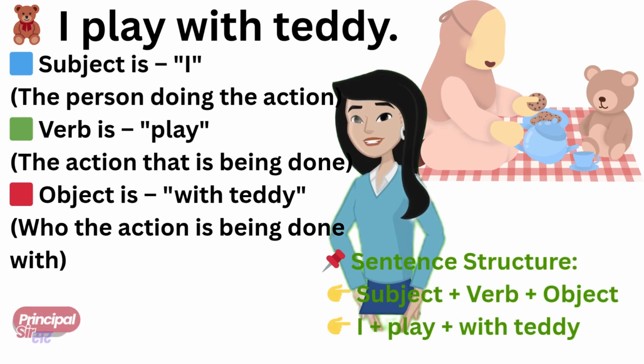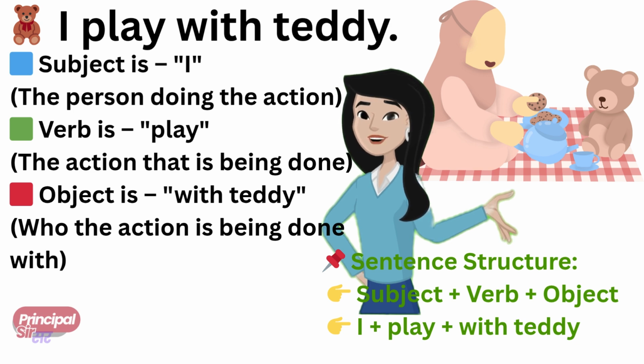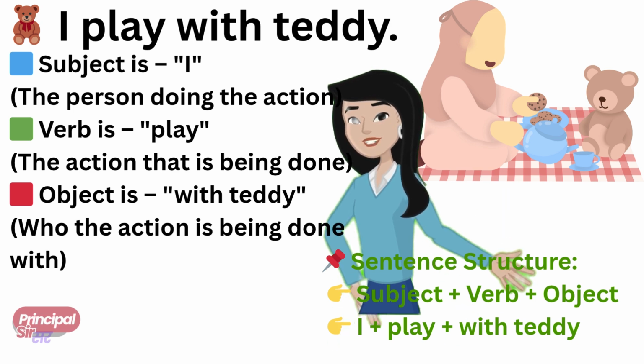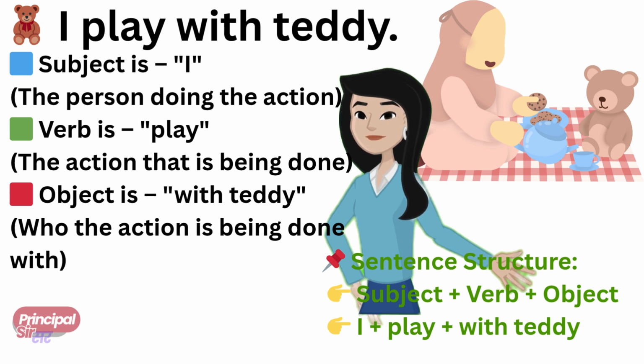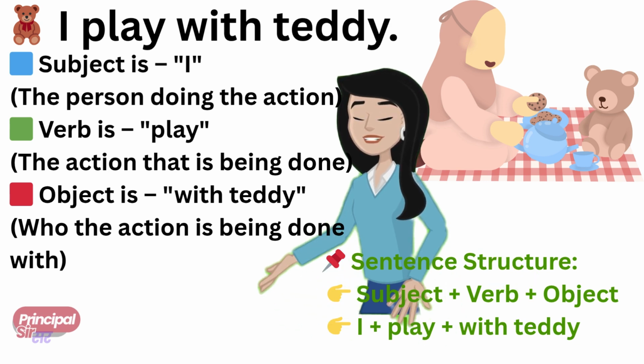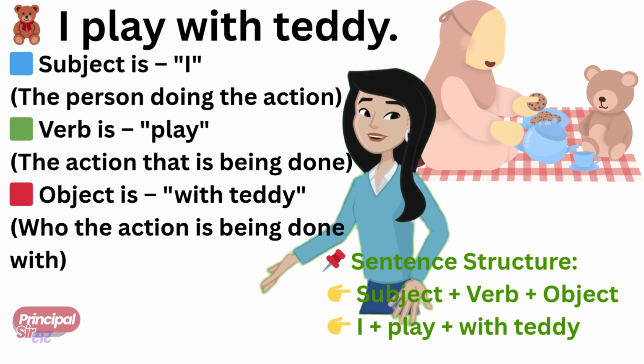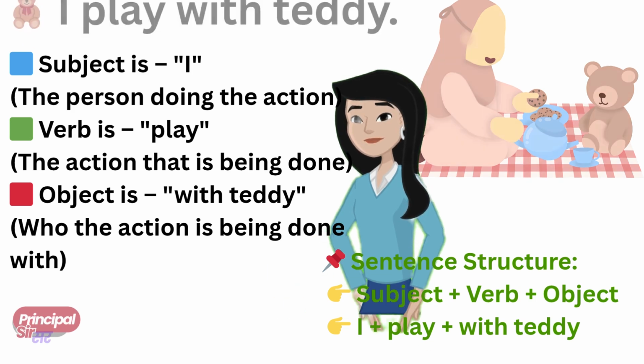Sentence: I play with Teddy. Subject is I, the person doing the action. Verb is play, the action that is being done. Object is with Teddy, who the action is being done with. Sentence structure: subject plus verb plus object. I plus play plus with Teddy.